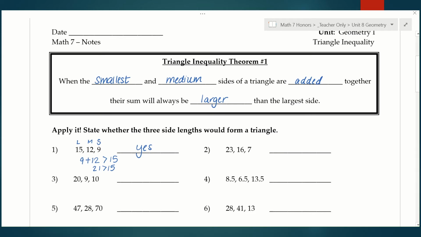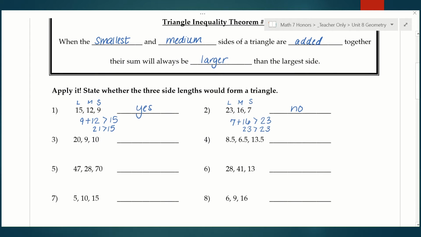Okay, we'll do the same thing for number two. So this is the largest, this is the middle, and this is the smallest. So if I add the smallest plus the medium, I need it to be greater than the largest. Well, since 23 is technically not greater than 23, it's equal, this would not form a triangle. Okay, so the sum cannot be equal to the largest. It has to be greater.